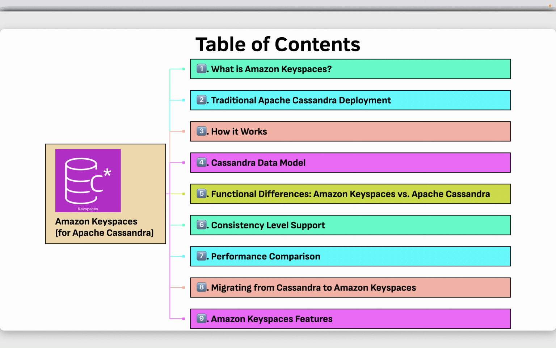So this lecture will contain all those topics. What is Amazon Keyspaces? Traditional Apache Cassandra deployment, how it works, Cassandra data model, functional differences between Amazon Keyspaces versus Apache Cassandra, consistency level support, performance comparison, migrating from Cassandra to Amazon Keyspaces, and Amazon Keyspaces features.